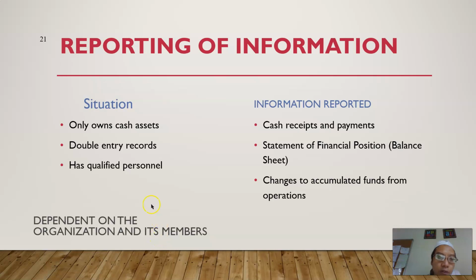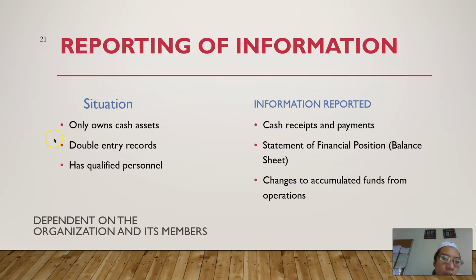So there are several types of situation, and that situation will influence the type of information that they will report. For example, if the organization only has cash assets, it doesn't have any other assets, they may report the receipts and payments. Cash receipts and payments may be the only information that they report to the members.